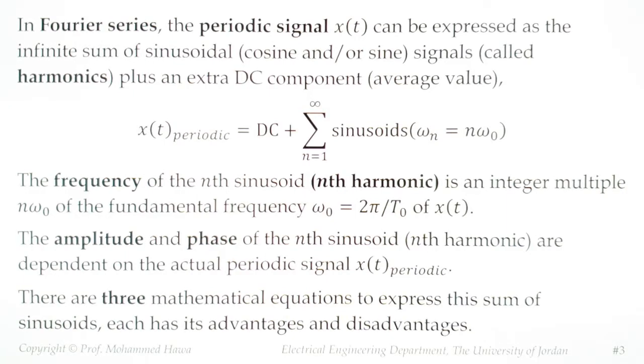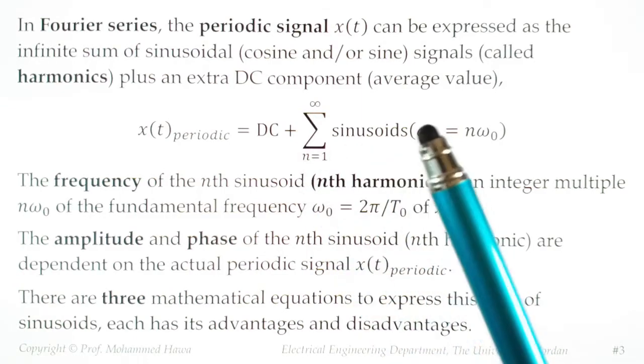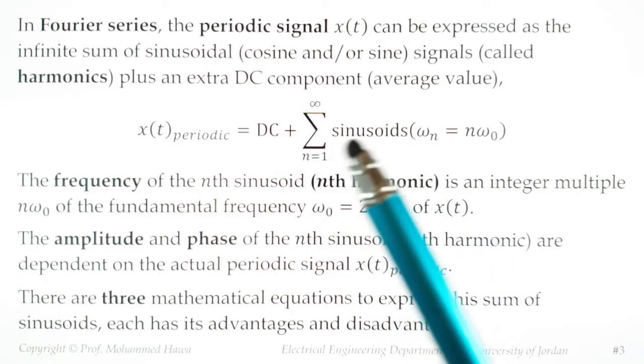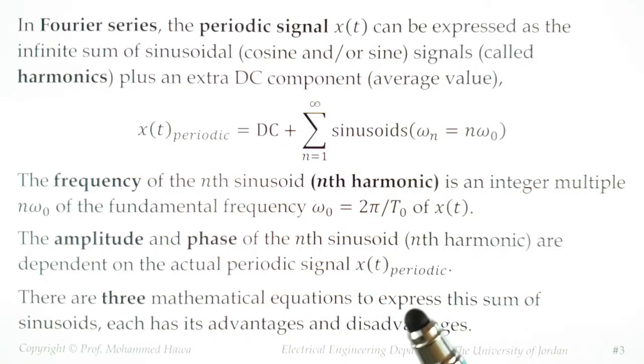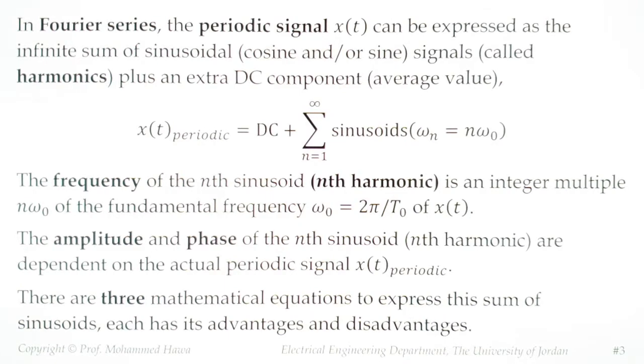Before I show you a visual illustration of this important concept, please remember that I can write this idea, this concept, using 3 mathematical equations. All of them are valid. They express the same idea, that if you have x of t periodic, then you can write it as an infinite sum of sinusoids. But the reason we have 3 different equations is that each one of those equations has certain advantages and disadvantages. That's why you have to remember all of them.